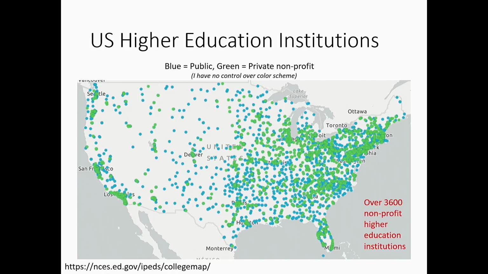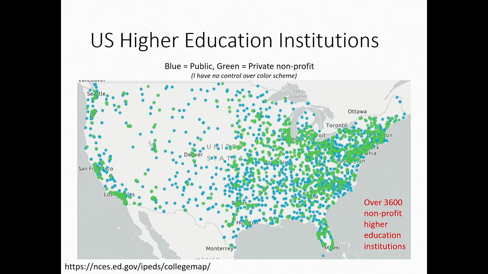Okay, so the U.S. government tracks a whole host of information about every single higher education institution in the United States. The data set from the U.S. Department of Education that tracks the location of institutions, their student enrollment demographics, a whole host of information, is called IPEDS. If you go to IPEDS, you can bring up this map, which is a map of all nonprofit higher education institutions in the United States. There are over 3,600 nonprofit higher ed institutions.